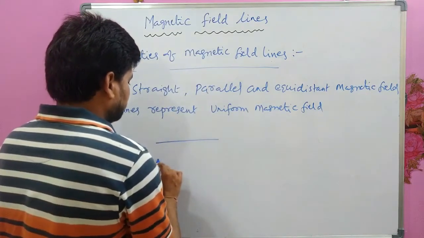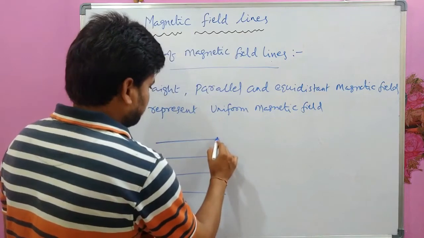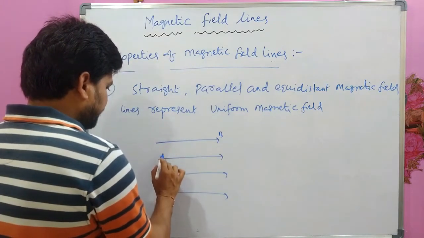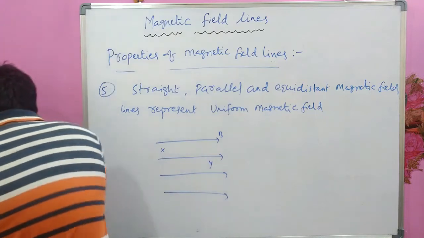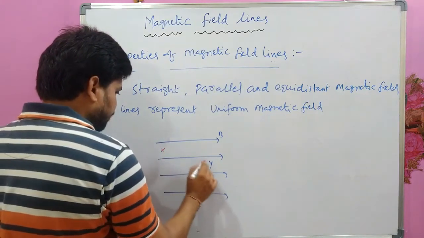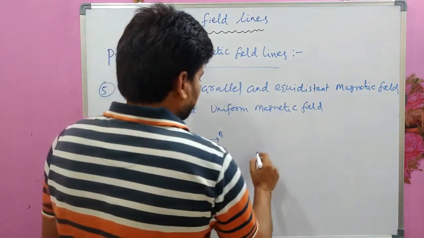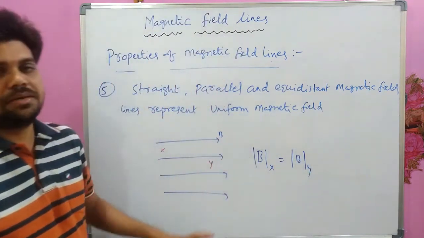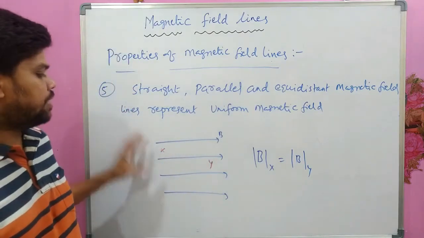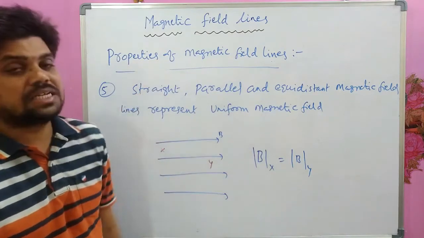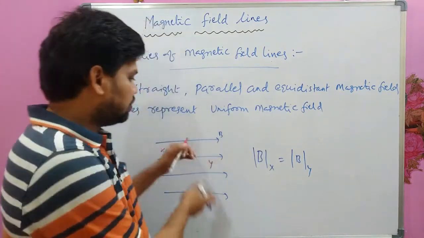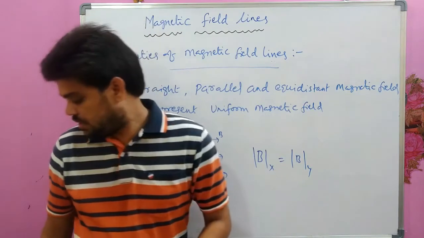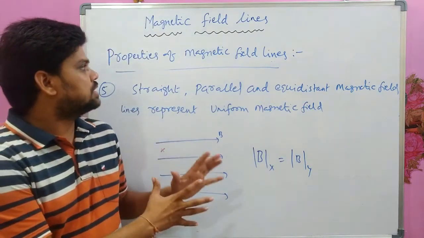That means these are the magnetic field lines, equidistant, parallel, but straight. So if this is some point X and this is some point Y, you will find that the magnitude at Y and X will remain the same. Uniform magnetic field. If field lines are straight, parallel and equidistant to each other, you can say that the magnetic field is uniform. So these are the very important properties of magnetic field lines.